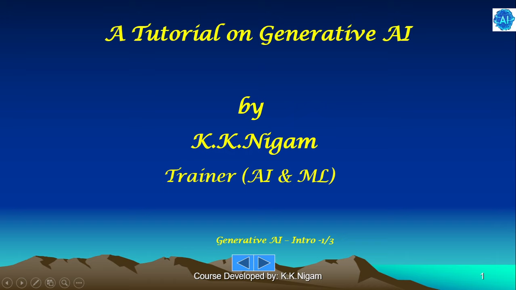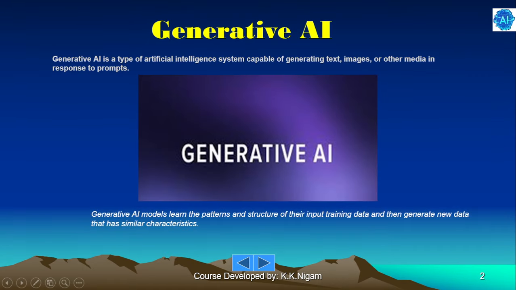So this is the tutorial on generative AI. Generative AI is a type of artificial intelligence system capable of generating text, images, or other media in response to prompts. Generative AI models learn the patterns and structure of their input training data and then generate new data that has similar characteristics.